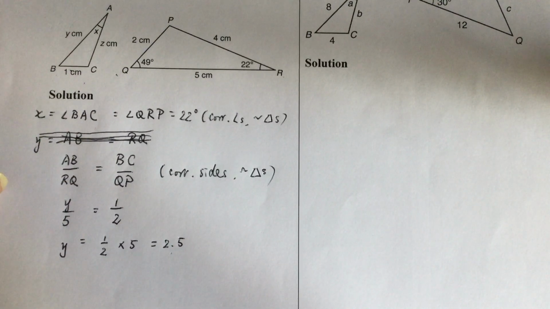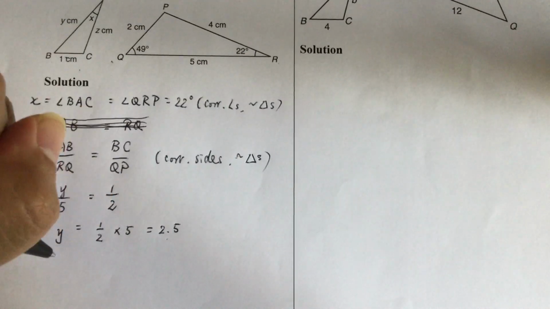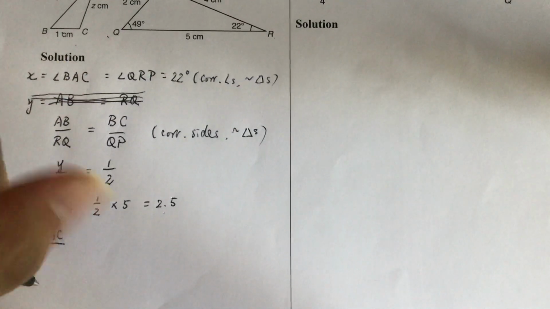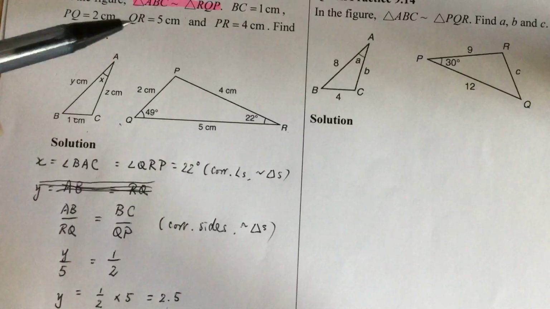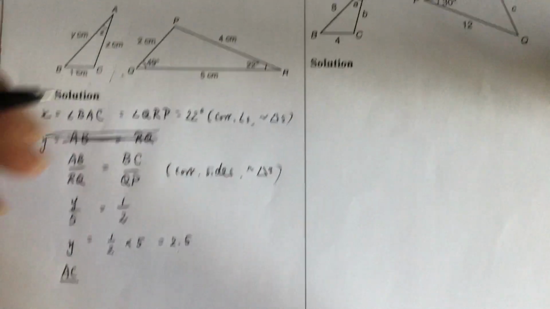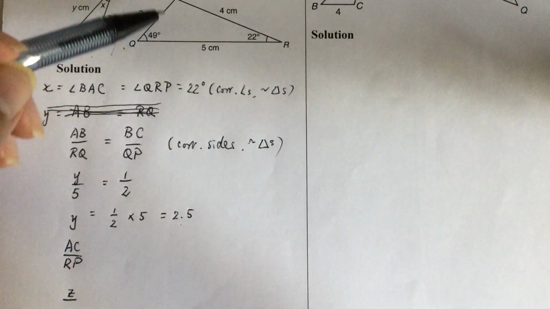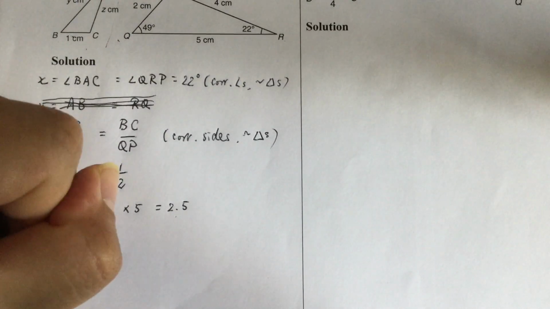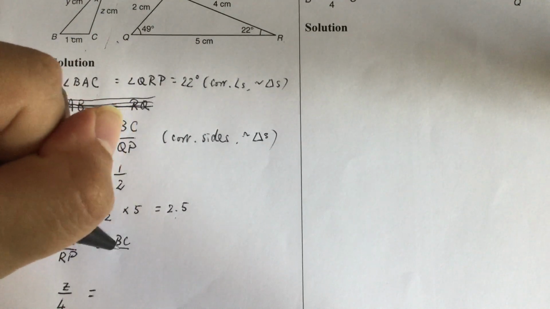Okay, and we're going to find out the z. The z is that we are going to find out the AC. So we need to find AC here. Every time, I've told you that you can write two rows here. So this is z. The relationship between AC, that is z, will be RP. So we write down RP here for the similar. RP is equal to 4 cm. So z over 4, and this is equal to BC over QP once again.